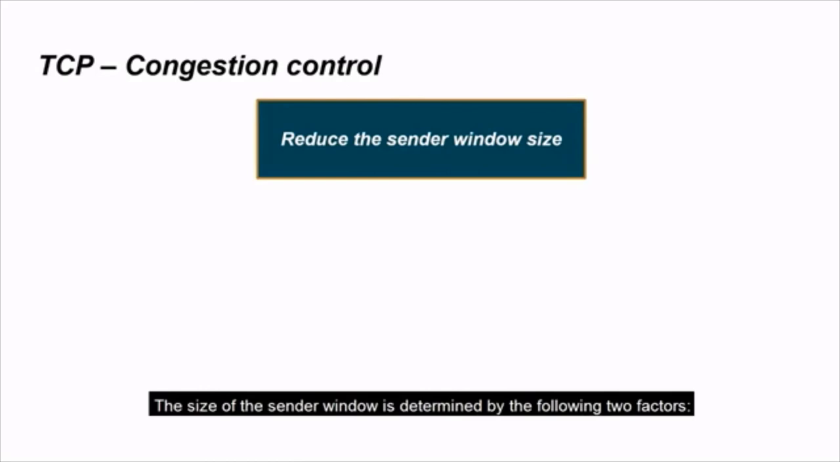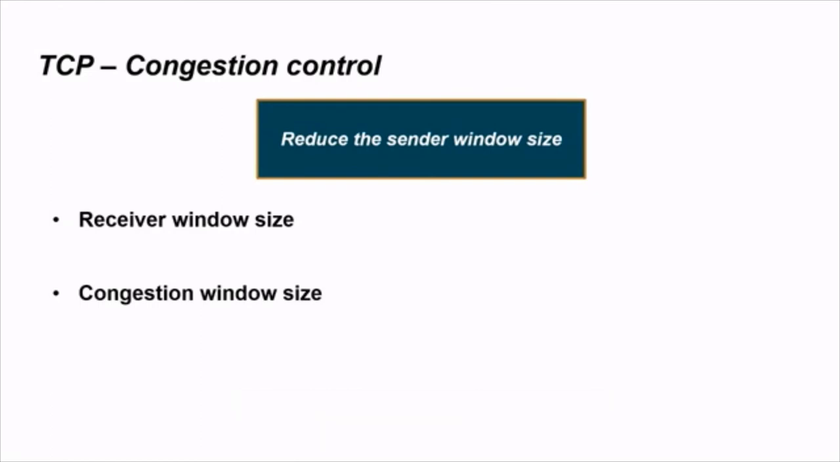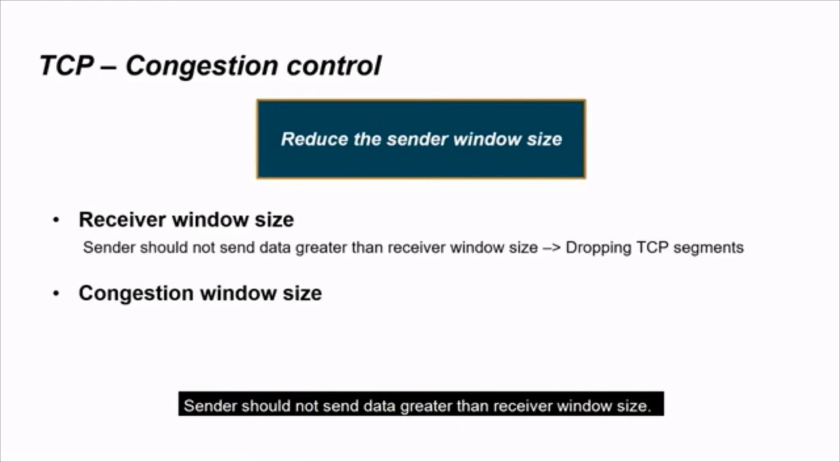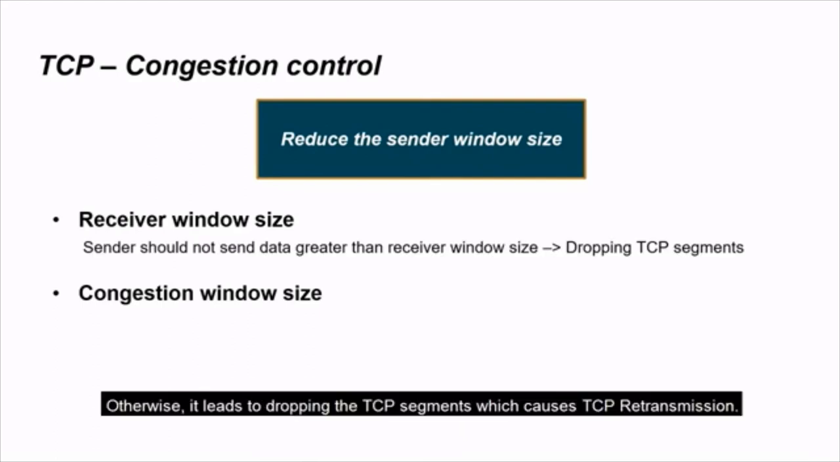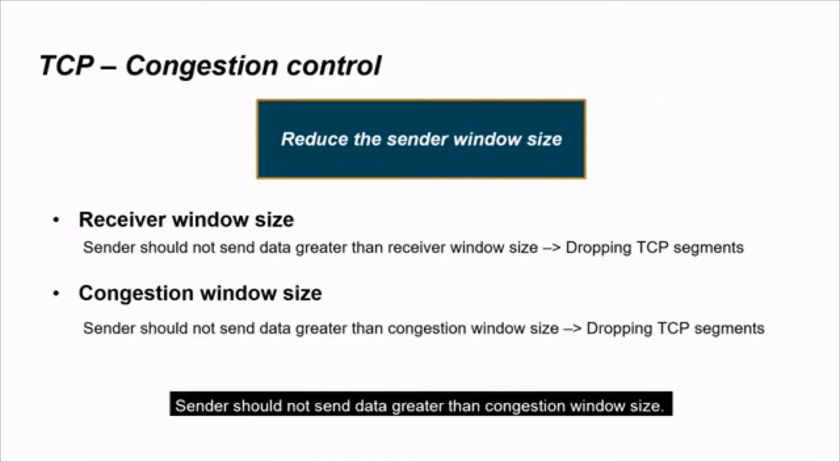The size of the sender window is determined by the following two factors: receiver window size, congestion window size. Receiver window size: sender should not send data greater than receiver window size. Otherwise, it leads to dropping the TCP segments, which causes TCP retransmission. Congestion window size: sender should not send data greater than congestion window size. Otherwise, it leads to dropping the TCP segments, which causes TCP retransmission.